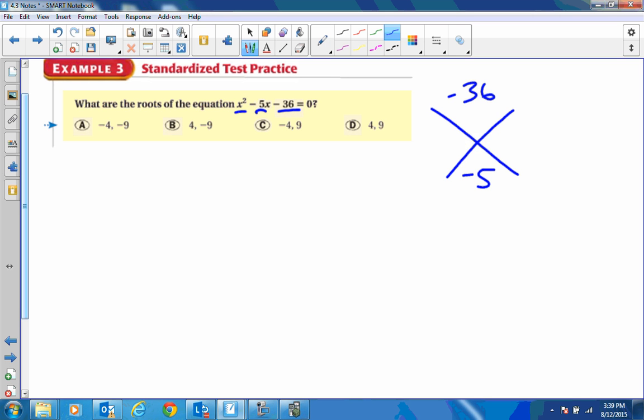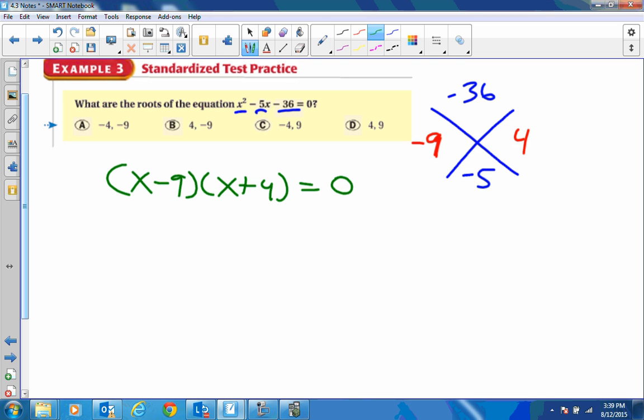What two numbers multiply to negative 36 and add to negative 5? That would be negative 9 and 4. Negative 9 times 4 is negative 36. Negative 9 plus 4 is negative 5. So then you rewrite it as x minus 9, x plus 4 equals 0. Then you would set both of those factors equal to 0. So you set x minus 9 equals 0, or x plus 4 equals 0, and you solve them both.